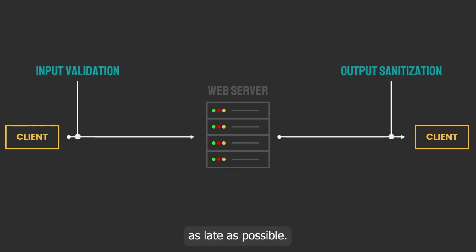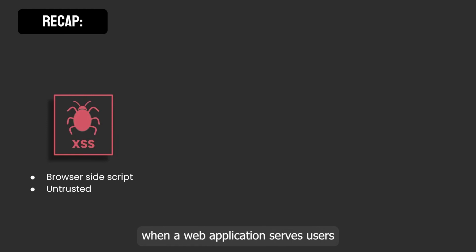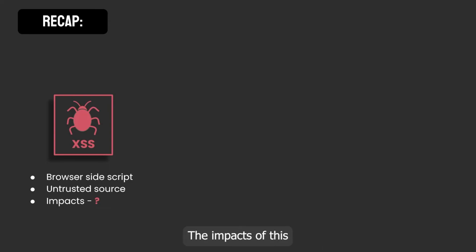As standard practice, input validation is often performed as early as possible, and output sanitization as late as possible. To recap what we have gone through, cross-site scripting happens when a web application serves users browser-side script from an untrusted source in a way that was not intended. The impacts of this are up to the attackers, as they are essentially allowed to submit any arbitrary code.